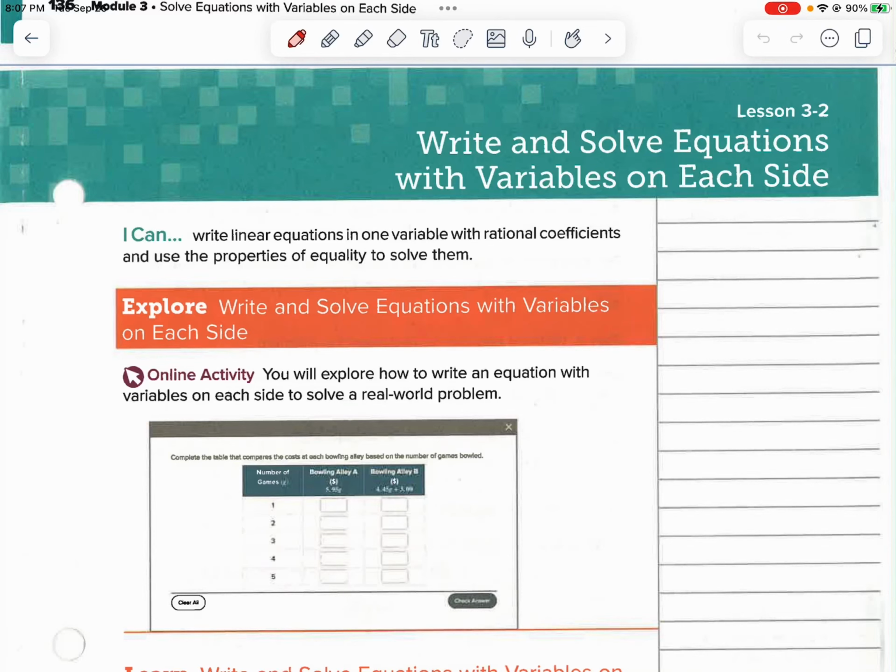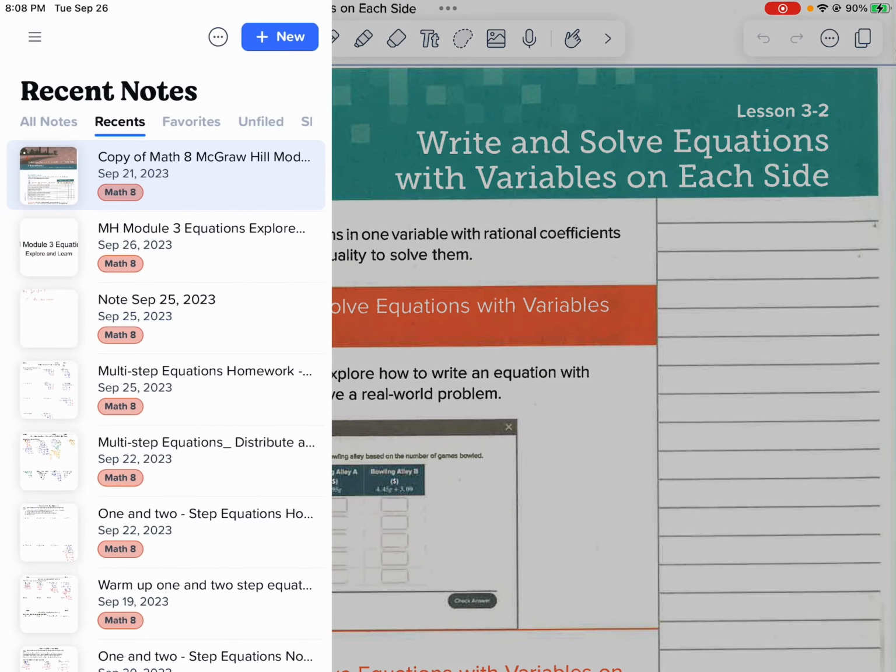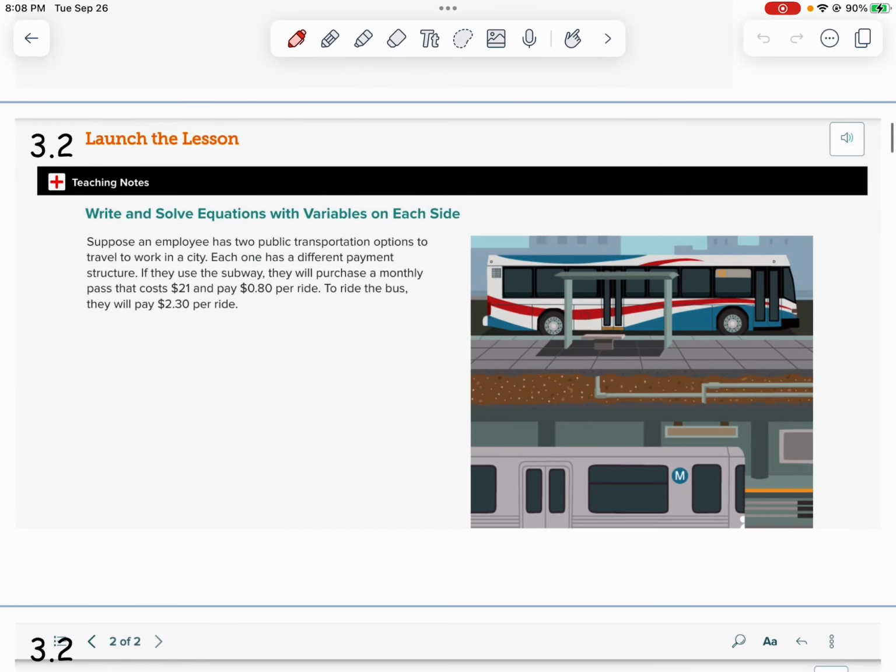Okay, write and solve equations with variables on each side. We're actually going to go over to the launch real quick. I'm going to look this over. It says write and solve equations with variables on each side.